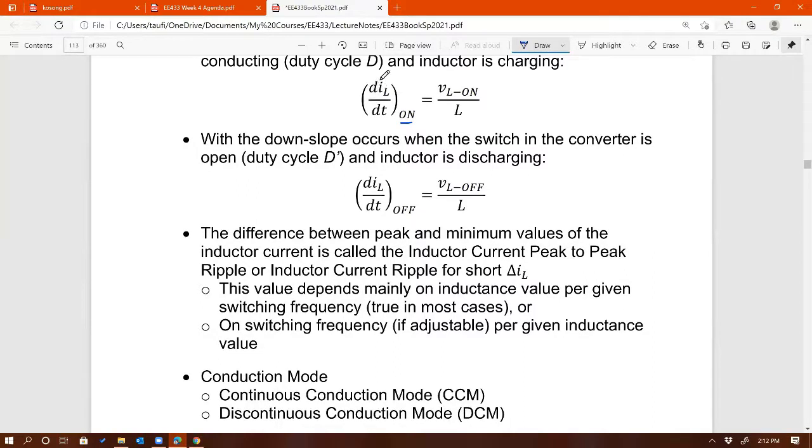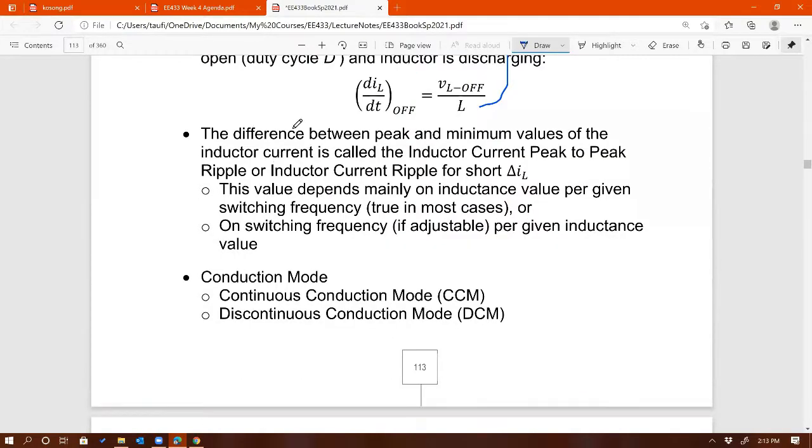The slope dIL/dt of the inductor current when the switch is on is equal to the voltage across the inductor when the switch is on divided by L. Again, that's from the previous equation. The other segment is the slope when the switch is off, so I call this dIL/dt off, meaning the slope of the inductor current when the switch is off. That's equal to the voltage across the inductor when the switch is off divided by the inductance, the same inductance.